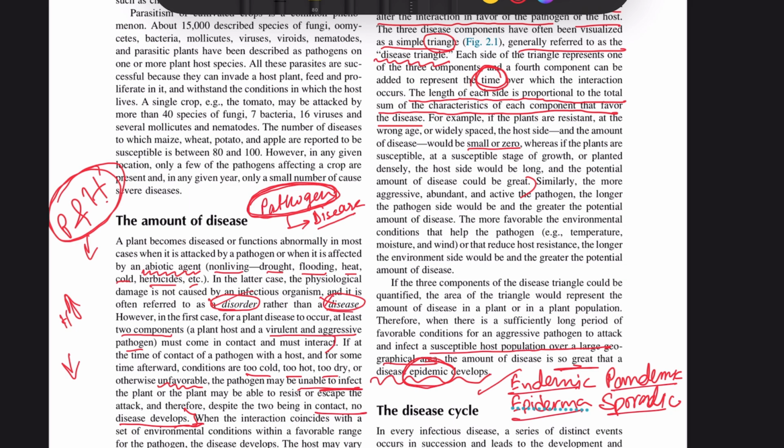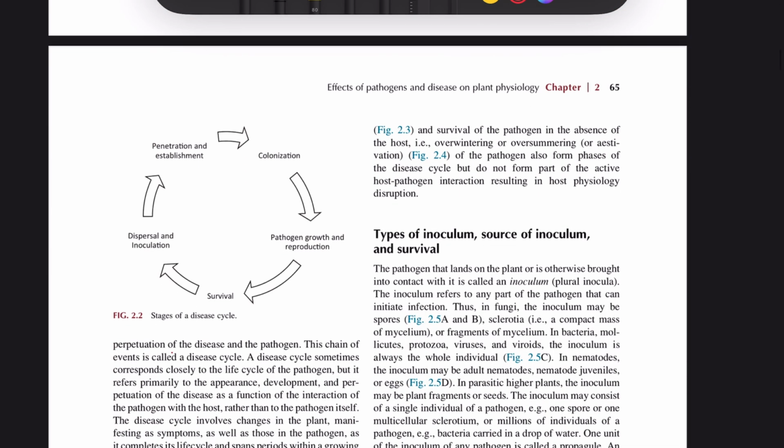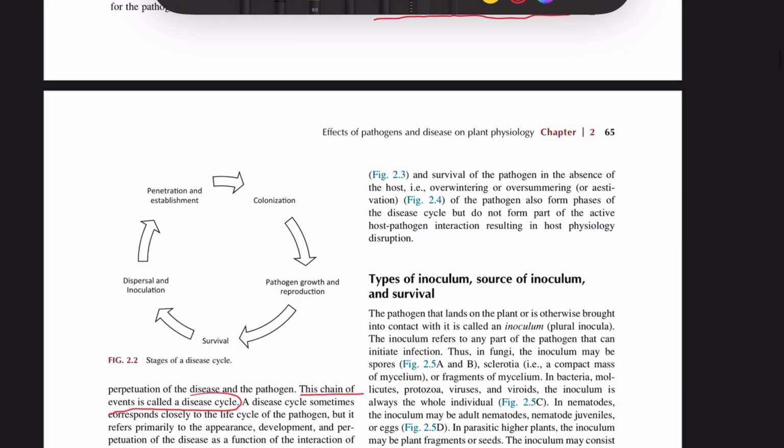Okay. Let's move on to the disease cycle. In every infectious disease, a series of distinct events occurs in succession and leads to disease development and perpetuation of the disease and the pathogen. The chain of events is called the disease cycle. So in the disease cycle, there are a series of events.